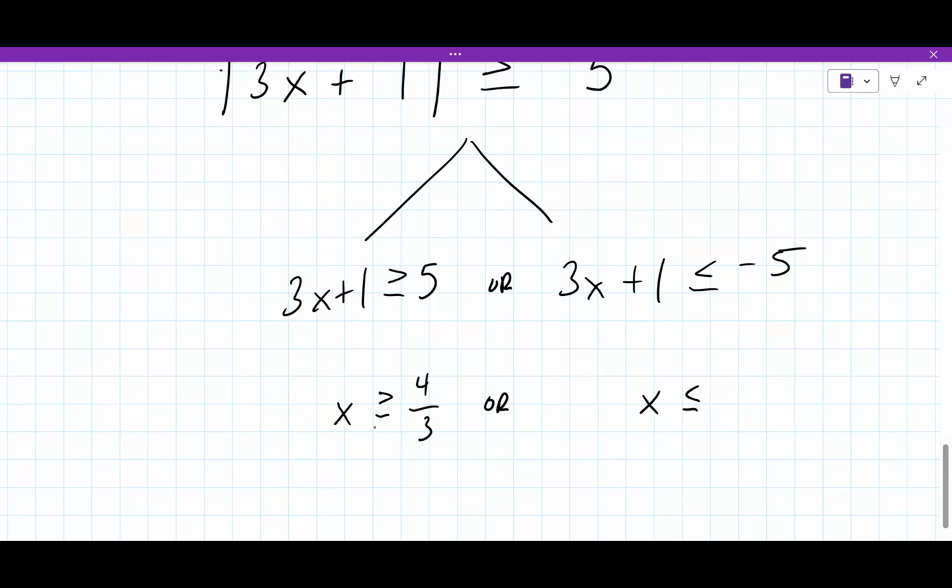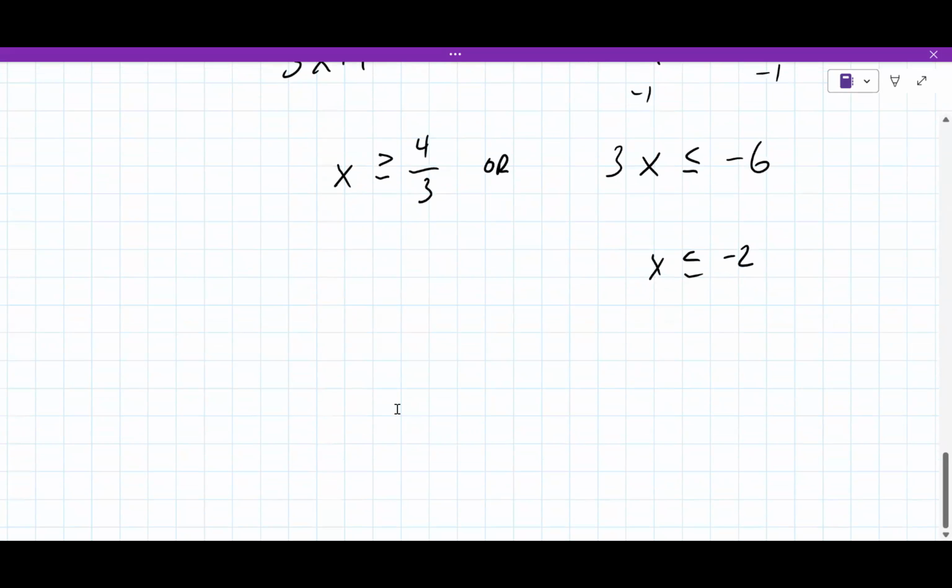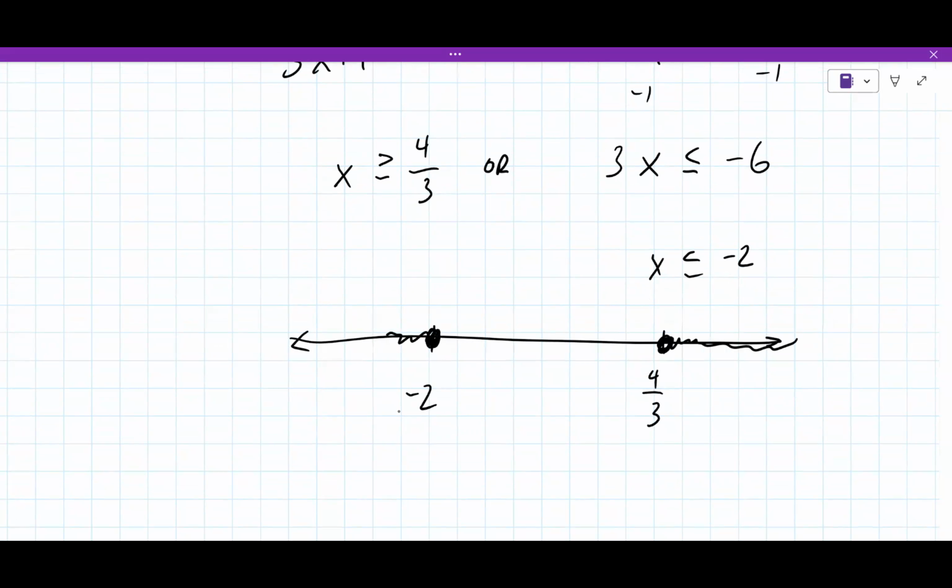Try again. Subtract 1 from both sides. 3x less than or equal to -6. Oh, right, -2. Sorry. Okay, so on a graph, what would that look like? Again, it would be -2 and 4/3. 4/3 to the right, -2 to the left. Gotcha.